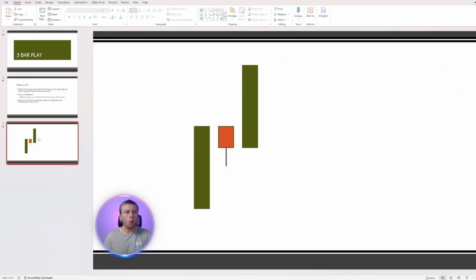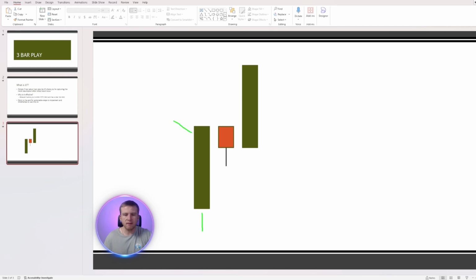Now, for what this setup actually looks like, this is a 3-bar play, and we're going to be breaking this down. For the first bar, you want a strong bullish momentum move. And I want to note, I'm going to be covering the long side of this. You could easily flip this around and make this a short setup as well, and a lot of people do. So this is going to be bar number 1.